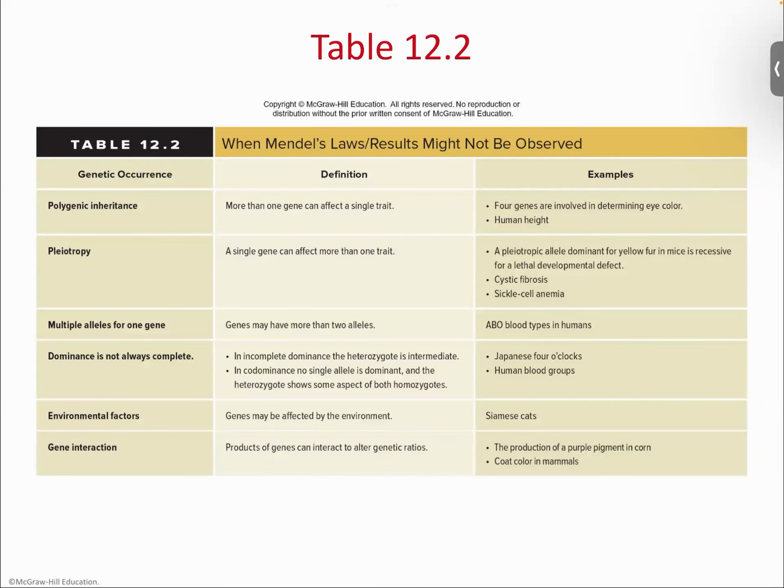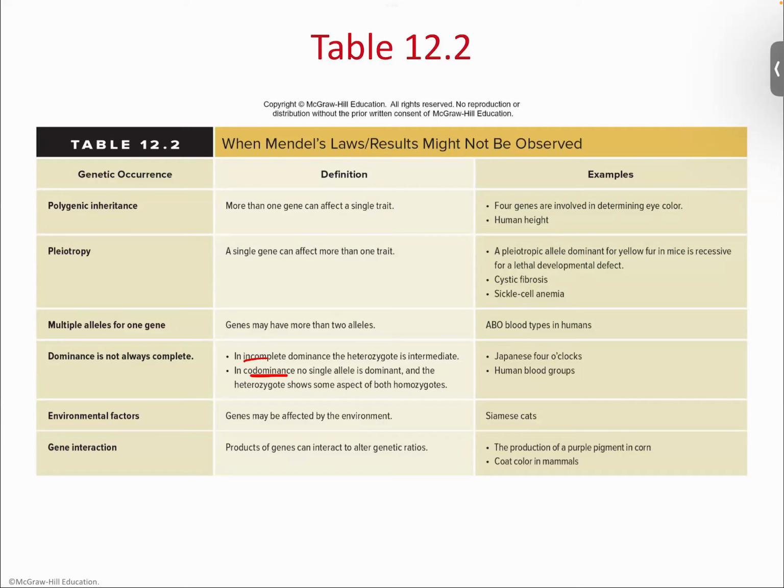So for you table people, here's your table of all your different things. We have polygenic, pleiotropy, multiallelism, dominance with codominance and incomplete dominance all together in one place. Environmental factors, right? That's our Siamese cat and our Himalayan bunnies. And then of course, gene interaction, which is the epistasis piece of it. And there's a lot of other gene interactions. Epistasis is just one type of gene interaction where two genes interact with each other in a non-random way and kind of create all these crazy ratios.